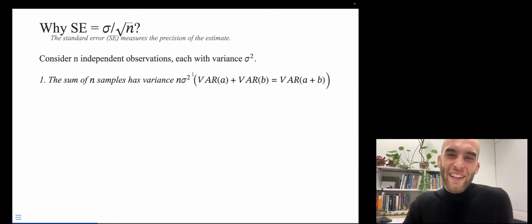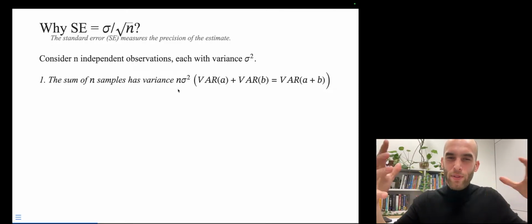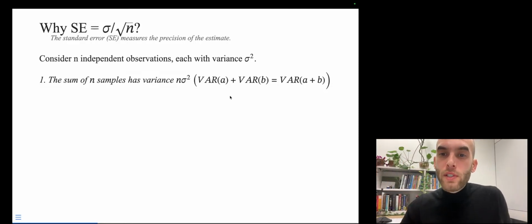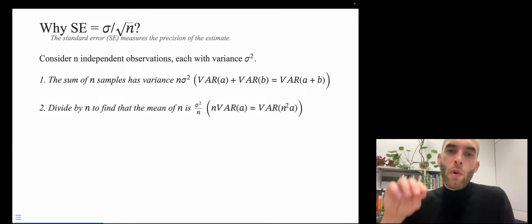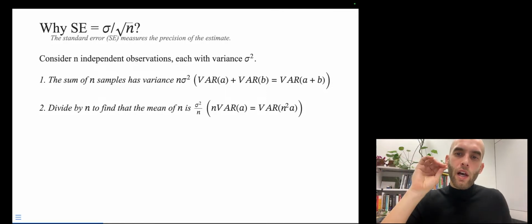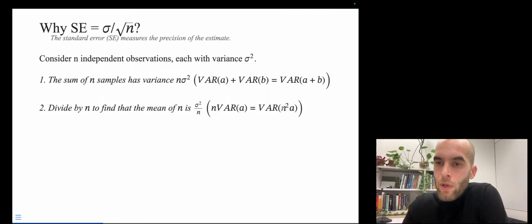We said, when we sum a bunch of samples, the variances sum themselves. So if we take two samples like this, this is just an identity: the variance of A plus B is equal to the variance of A plus the variance of B. So when we do that n times, we just get n times the variance for any one of them. Then when we divide by n, by the identities of variance, this gives us n squared. So n variances gives us n squared.